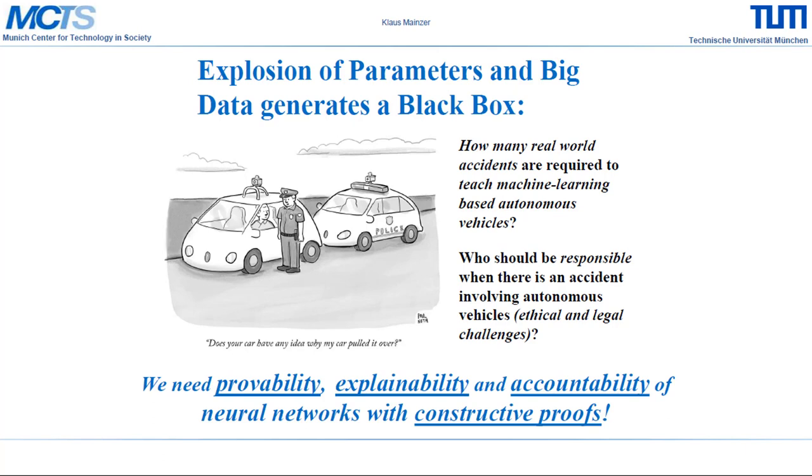The policeman here, of his self-driving car, is asking the other guy, does your car have any idea why my car pulled it over? So we need nowadays more probability, explainability, accountability of neural networks with constructive proofs, I think.